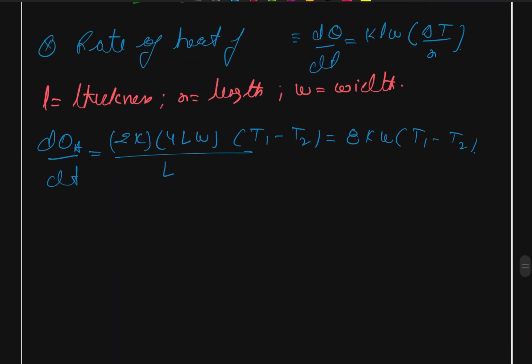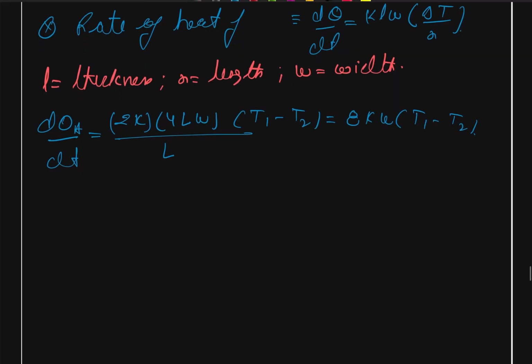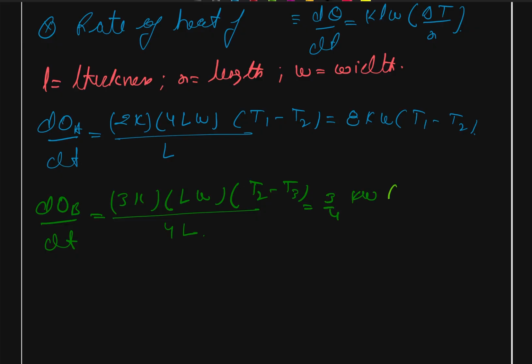And similarly, we can write for our interface AB, this will be equal to 3K times LW, and temperature is T2 minus T3, and our 4L, which gives us 3 by 4 kW and T2 minus T3.